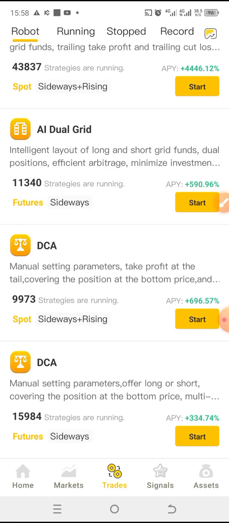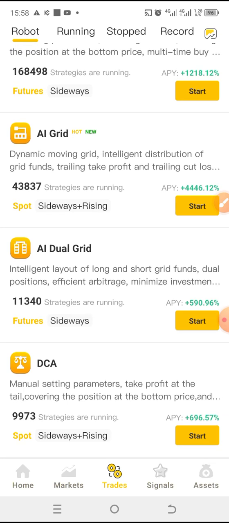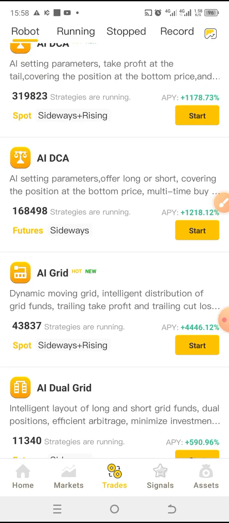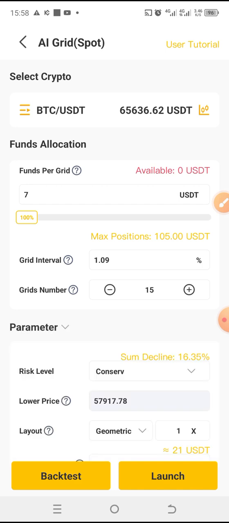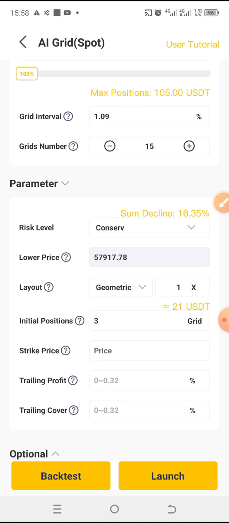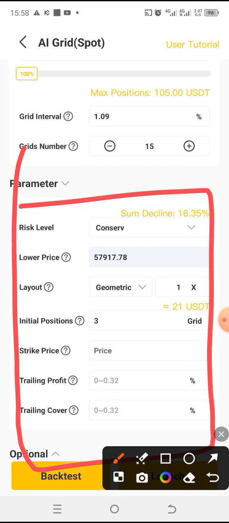Then the third kind of bots we have. There are a lot of bots being promised to come up soon, but the three bots we have for spot right now, the third one is AI Grid. Now, the AI Grid, it's awesome. It's another wonderful way of earning in the system. Here you can set the parameters. You can decide on trailing profit. We will explain this in the proper presentation of AI Grid.